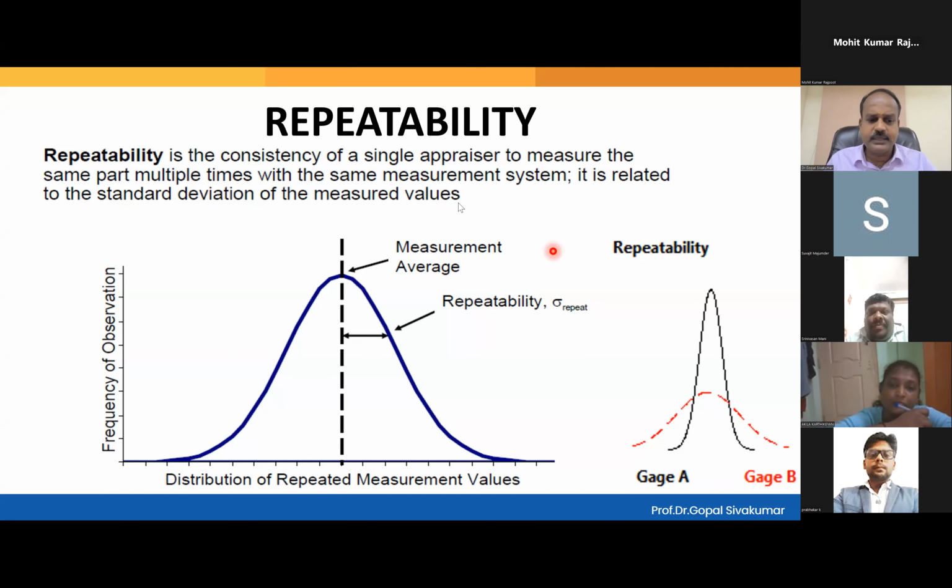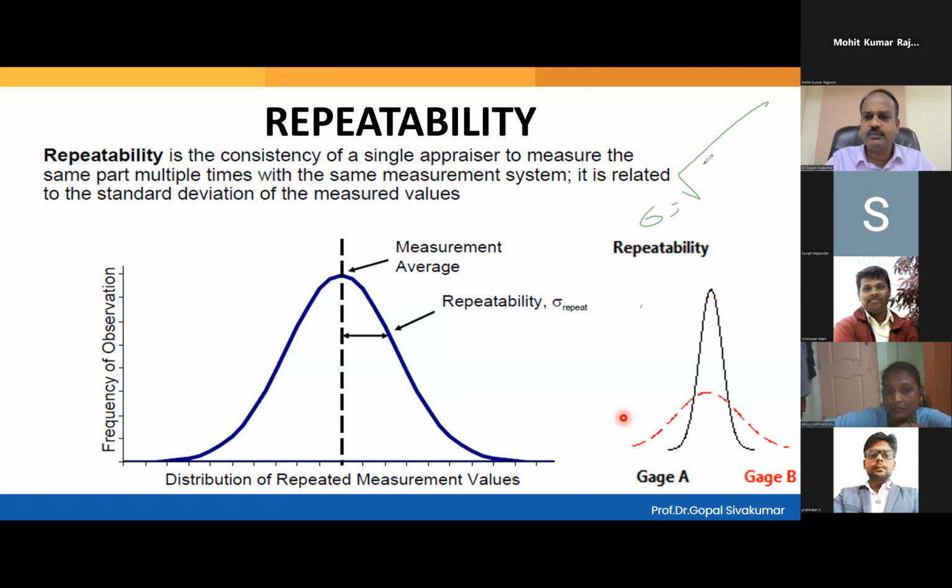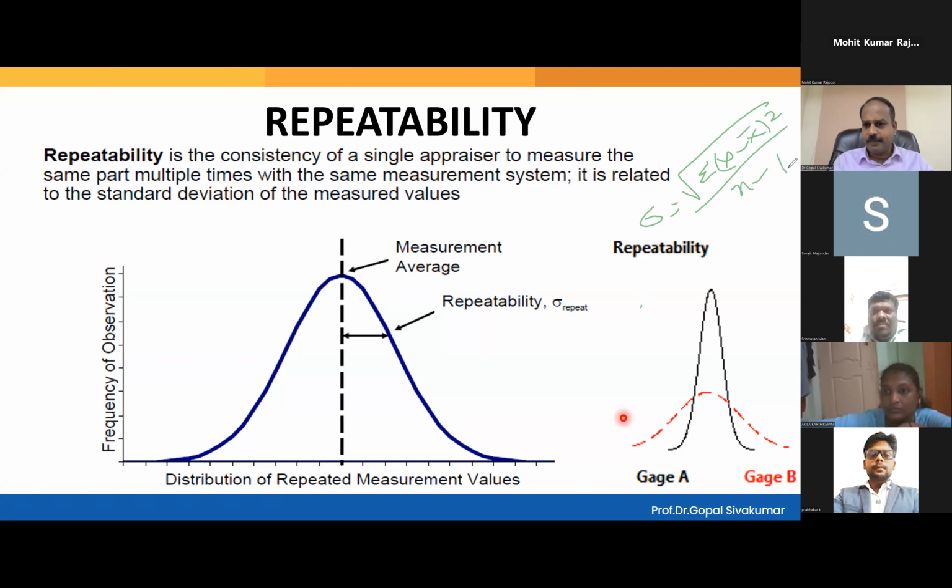You calculate the standard deviation. You all know there is a formula for standard deviation, right? All of you remember? You have studied. The standard deviation formula is sigma equal to the square root of the summation of x minus x bar, the whole squared, divided by n minus 1. This is the formula for standard deviation. If this standard deviation is 0, that means repeatability error is 0. All of you understand what I'm speaking?